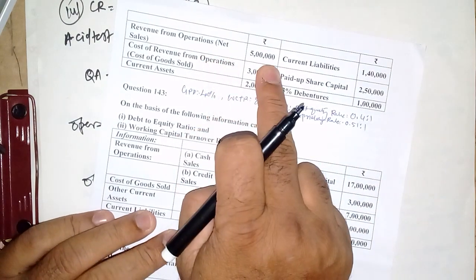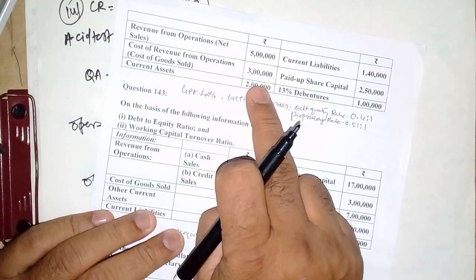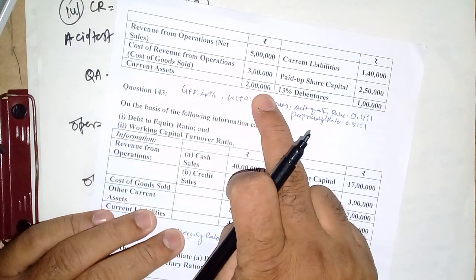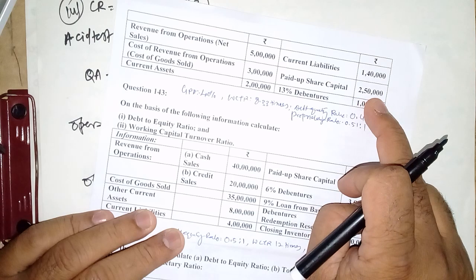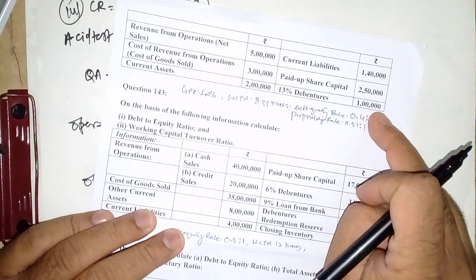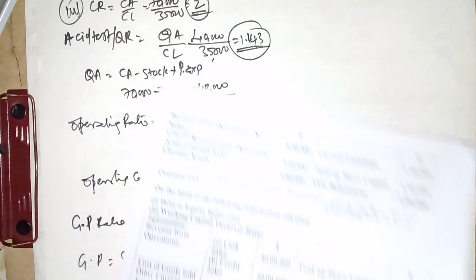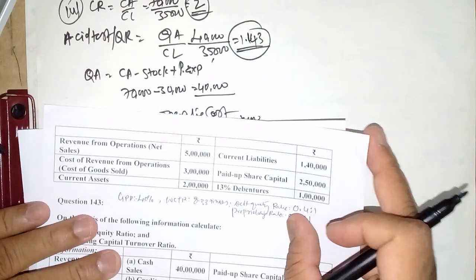The information we have: revenue from operations is 5 lakhs. COGS is 3 lakhs. Current assets is 2 lakhs. Current liabilities 1,40,000. Paid up capital is 2,50,000. 13% debentures is 1 lakh. So with the help of this information, we need to calculate the ratios.